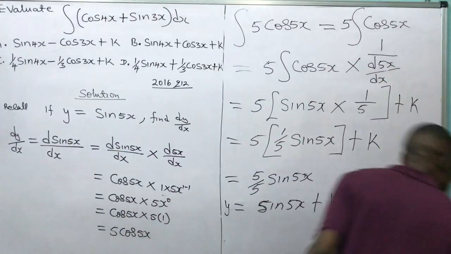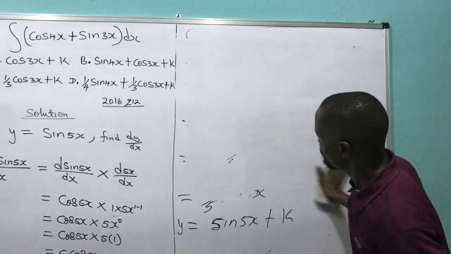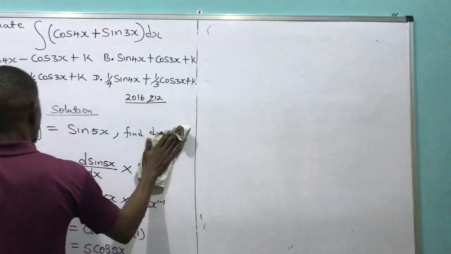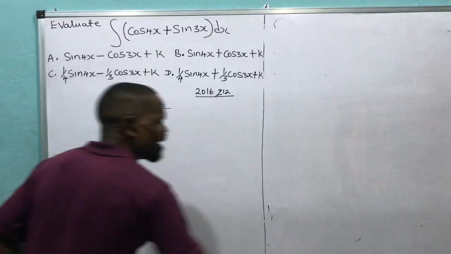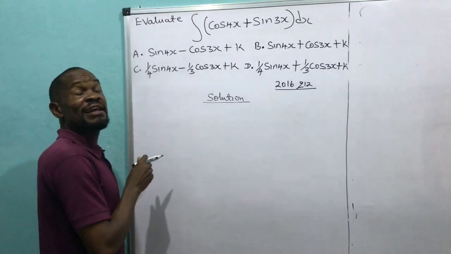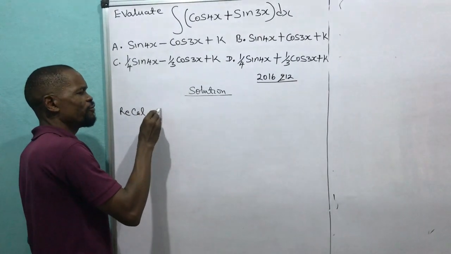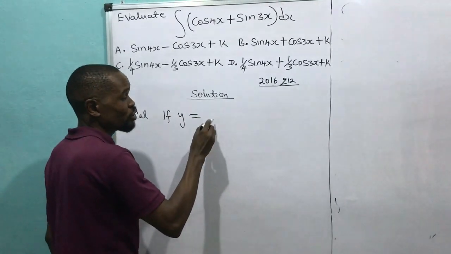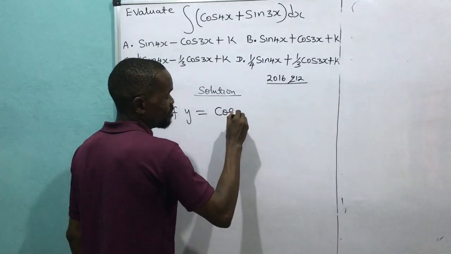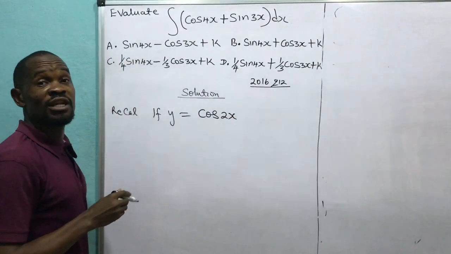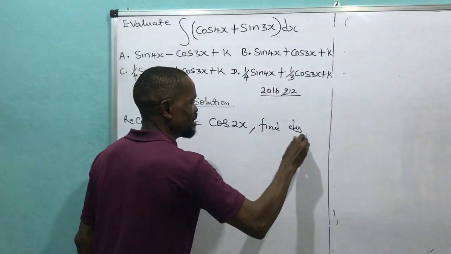Let's go back to what we have. Then I am going to clean here. Let me clean here for a minute. Give me attention a little. Let's also clean here. Then let's go to cos. I come back to say, we have differentiated sine and we get cos. Then we recall again, if y equals cos 2x, we want to differentiate cos now. Are you getting what I'm saying now? And then I say, find dy dx.